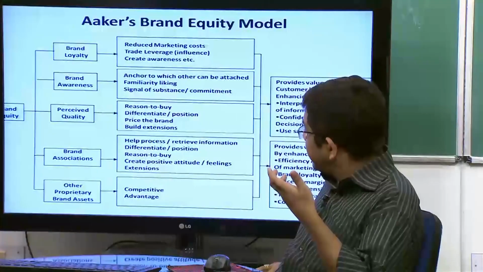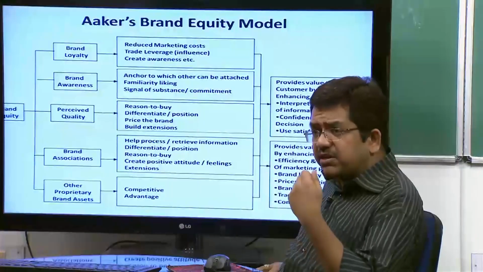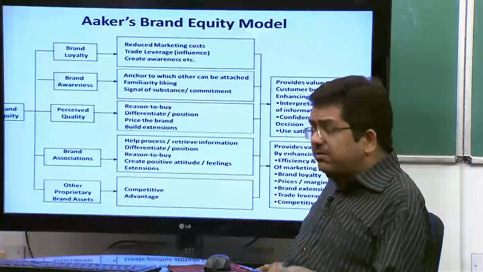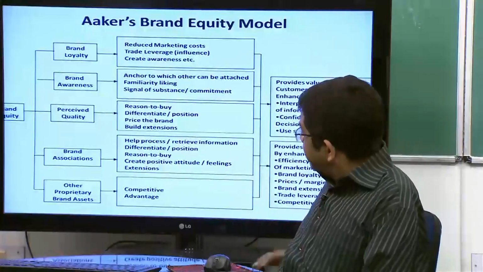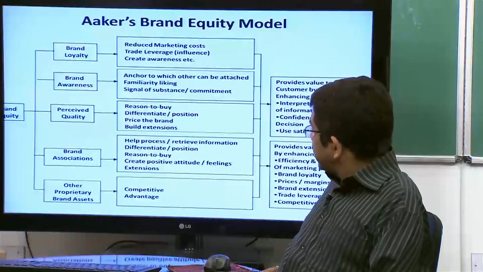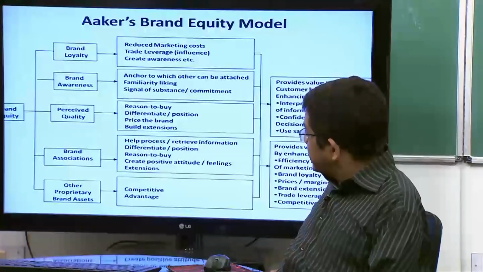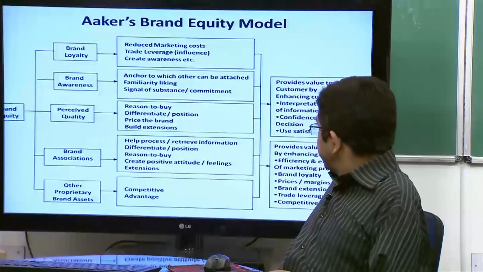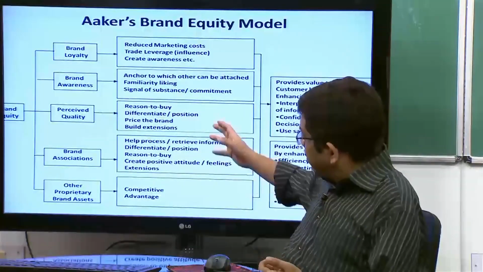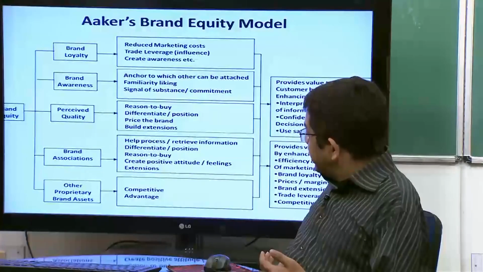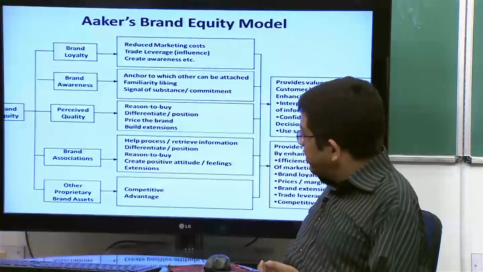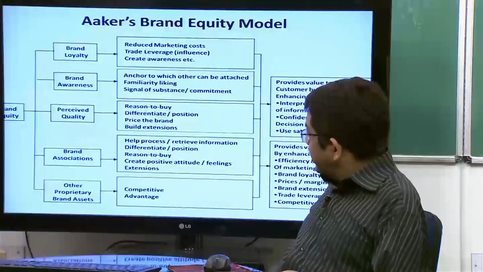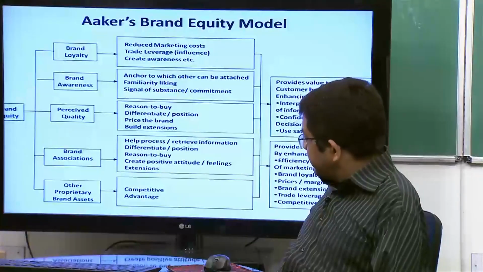Then you have more trade leverage, more influence on your channel partners, and, as I was saying, it helps in creating awareness. Then brand awareness is basically an anchor to which other things can be attached: familiarity, liking, signal of substance and commitment. These are the benefits of brand awareness. And then perceived quality is a reason to buy, or it differentiates a product from other offerings, and helps you in creating extensions.